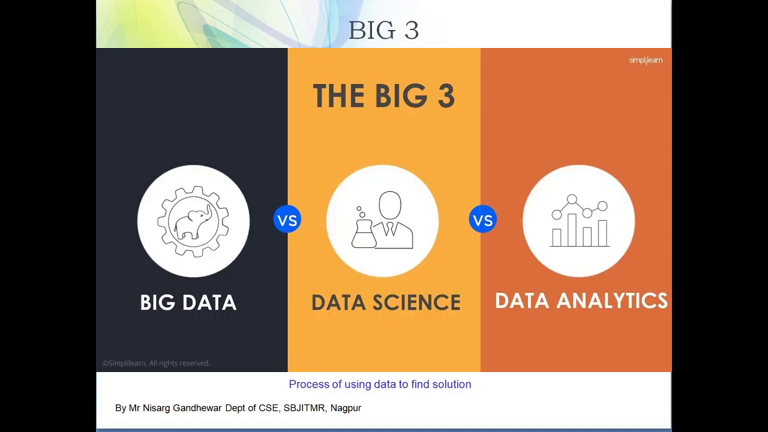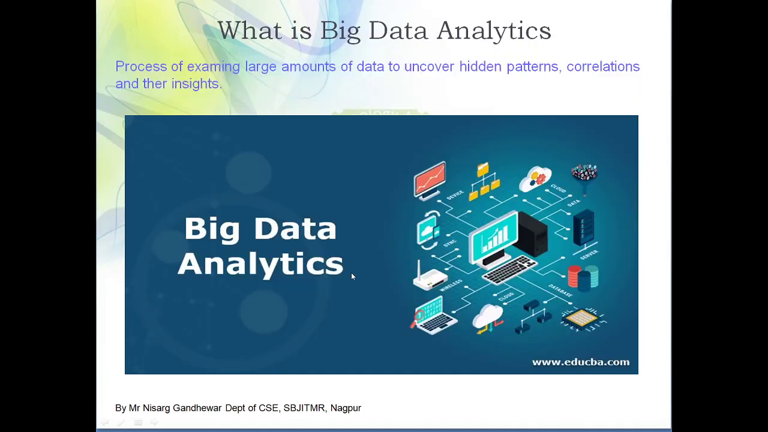Now the next one is the big three. The big three involves big data, which we already know. Big data is a huge amount of data which we cannot process by using traditional technology. The next term is data science. It's a very broad field which mostly uses data to find the solution to your problem. And data analytics means we try to extract patterns from a huge amount of data. So these are the big three technologies which play an important role in case of big data.